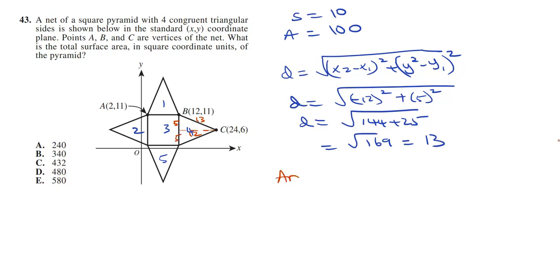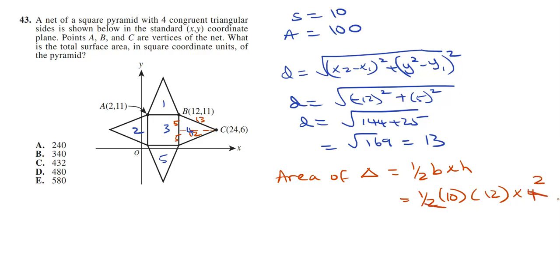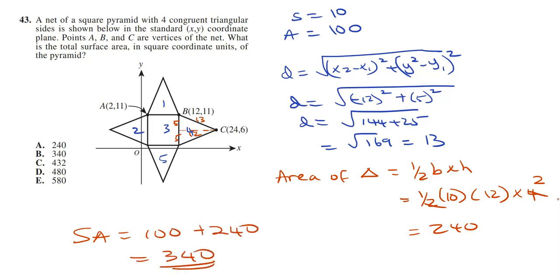So the area of a triangle is half base times height, which is 1/2 multiplied by the base, which is 10, and the height is 12. And because we have 4 of them, we're going to multiply this by 4. So this is going to be 240. So therefore, the surface area is going to be 100 plus 240, which is going to be 340. And that's going to be our answer right here.